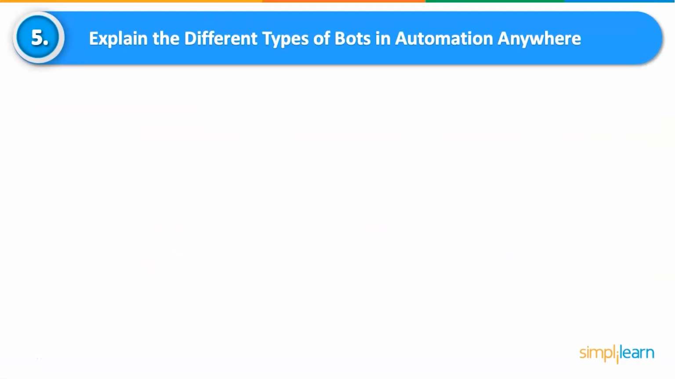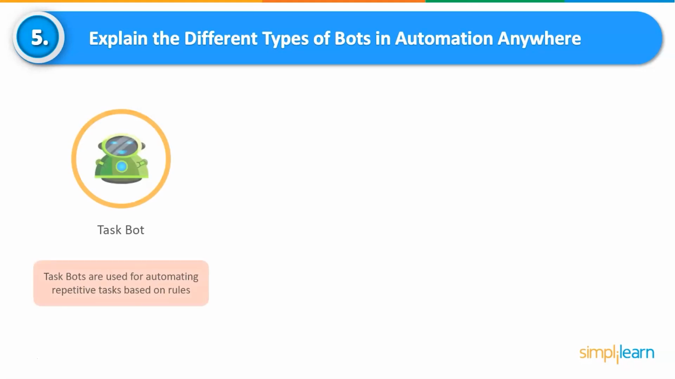Explain the different types of bots in Automation Anywhere. Task Bot. Task bots are used for automating repetitive tasks based on rules. These tasks are simple to create and can reliably complete multi-step procedures. Document administration, claims management, HR departments, IT, and other areas benefit from task bots.